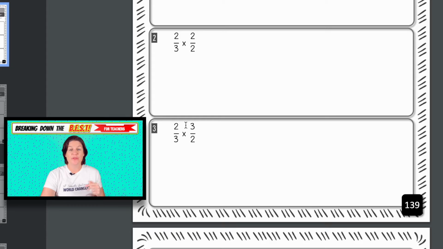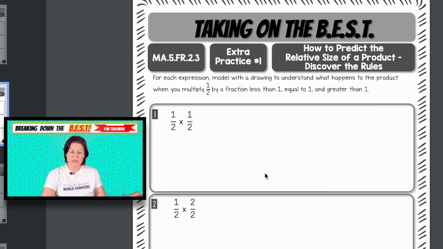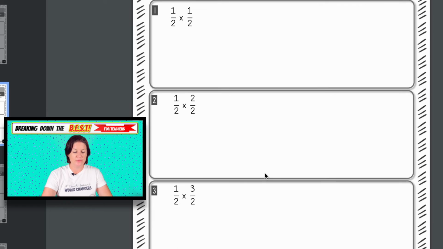And then in problem number 3, we have 2/3, and we're going to multiply it by a fraction greater than 1, modeling with a visual to show how the product will be greater than 2/3. After that, there's extra practice. So now students have their notes and now they can practice on their own.